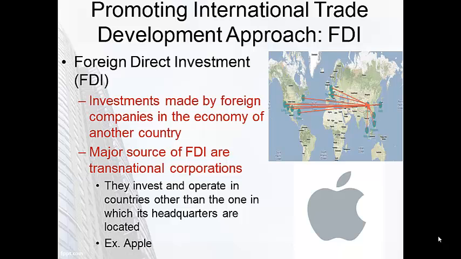A second approach is FDI, or foreign direct investment. Now, these investments are made by foreign companies into the economy of another country. So major sources of FDI are transnational corporations, right? These are corporations that invest and operate in countries other than the one in which their headquarters are located. For example, Apple, its headquarters are located in California, yet many of its investments are targeted towards China.